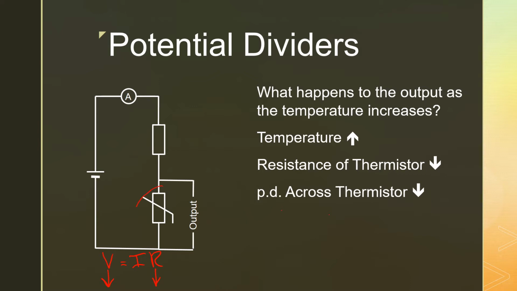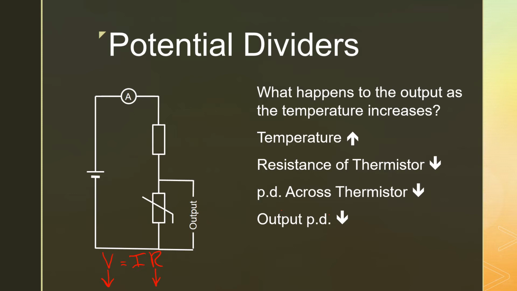We then need to consider the fact that these two are in parallel, and so the PD across them is always the same. So if the potential difference across the thermistor is decreasing, the potential difference across the output is decreasing. So we've got a system here whereby as the temperature increases, the output PD decreases.